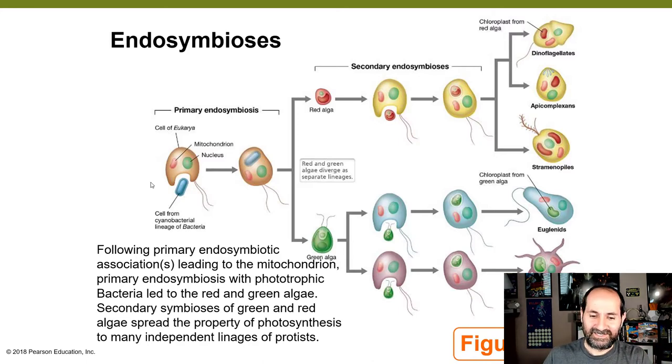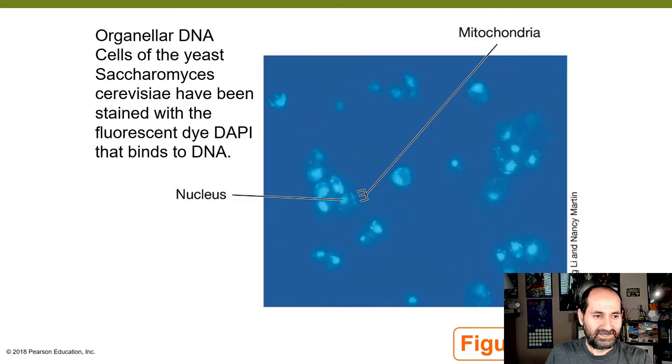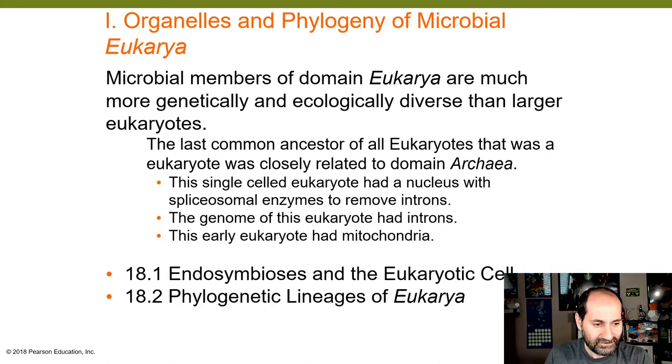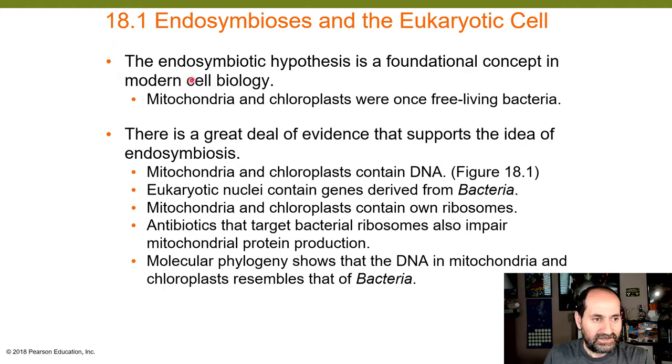It's very interesting to think that the mitochondria that reside in each one of your cells originally came from an early bacterial species that was engulfed, or an endosymbiotic event occurred to bring in that bacterial cell. It's really, really interesting stuff. So yeah, the endosymbiotic hypothesis or theory now is a foundational concept in modern cell biology, that mitochondria and chloroplasts were once free living organisms that were taken up by an early eukaryote.